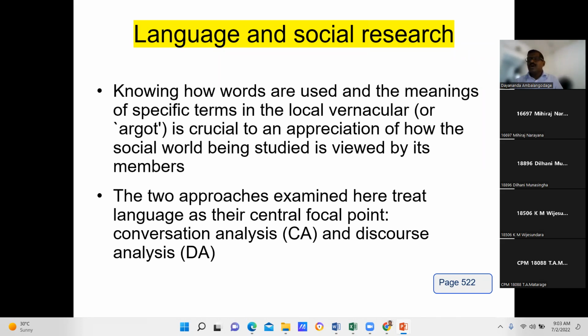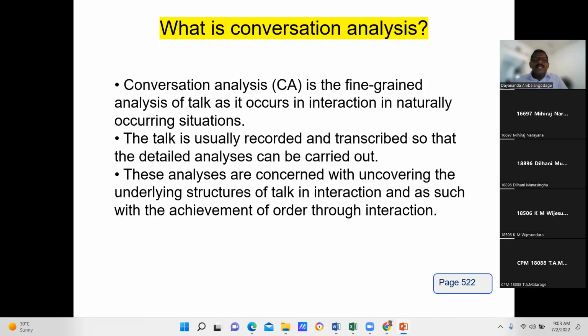So when we have interviews, or when you use the language for our research, we use two kinds of analysis, conversation analysis and discourse analysis. Conversation analysis is the fine-grained analysis of talk as it focuses on interaction in naturally occurring situations. That is the conversation analysis. So it's naturally happening. So we just wanted to understand that.